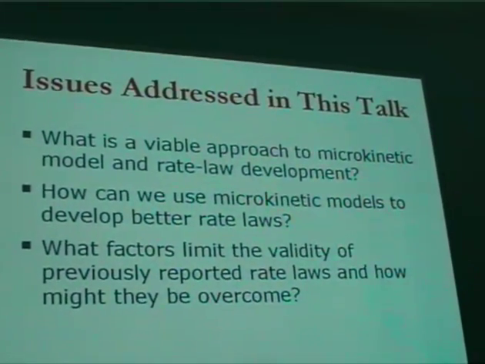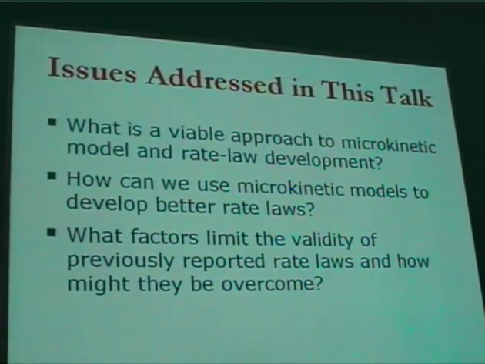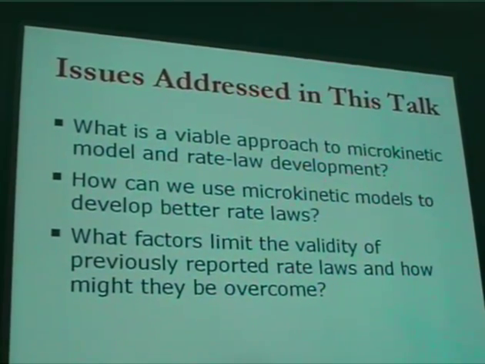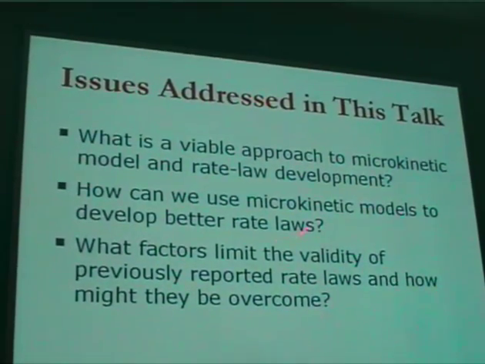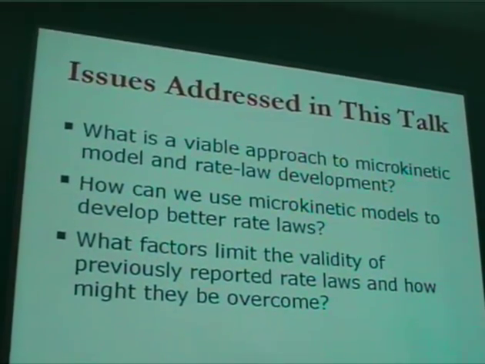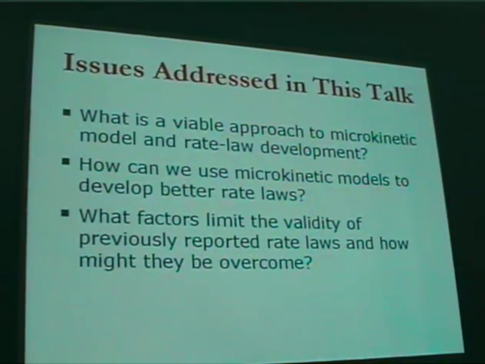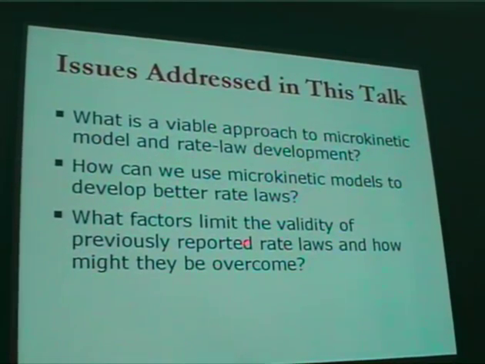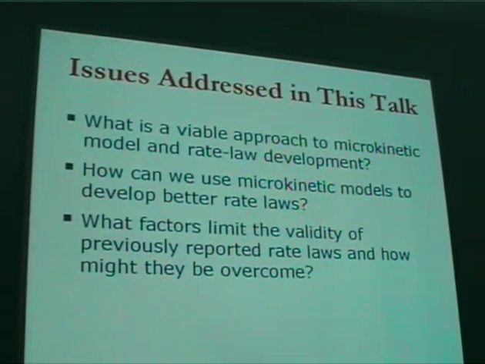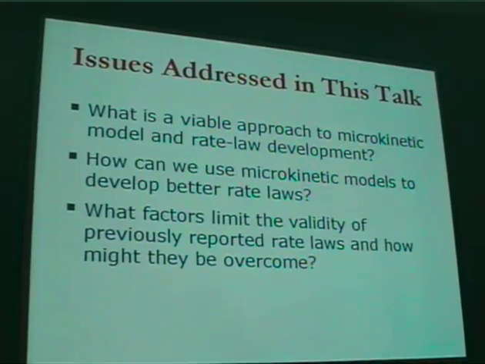Now, the issues I'd like to address in this talk. First of all, what is a viable approach to building a microkinetic model? I should mention right now that we have been collaborating with Jim Dumesic and Manos Mavrikakis at the University of Wisconsin-Madison, and we are working on this iron project, but we're also collaborating on the cobalt that I'm presenting here. And how can we use microkinetic models to develop better rate expressions, and what factors limit the validity of the previously reported rate laws, and how can they be overcome?